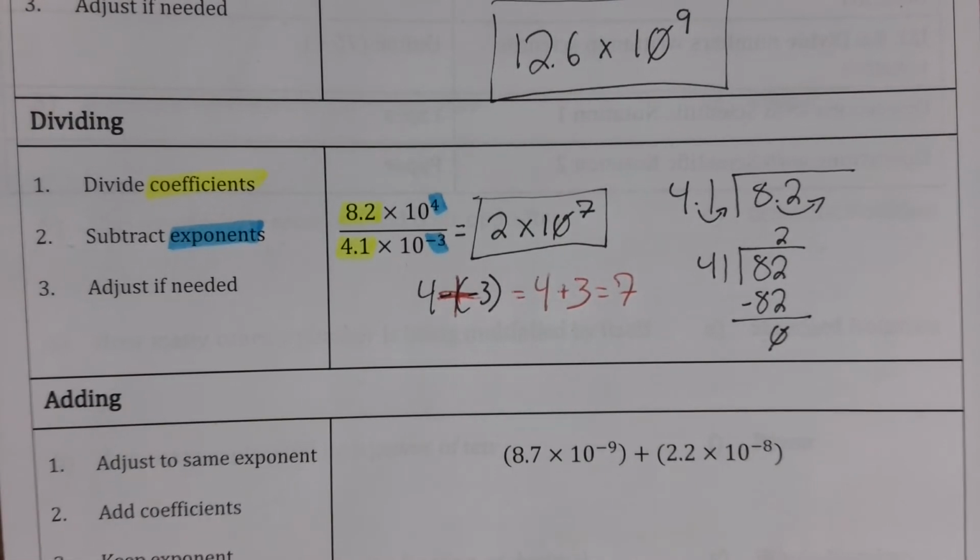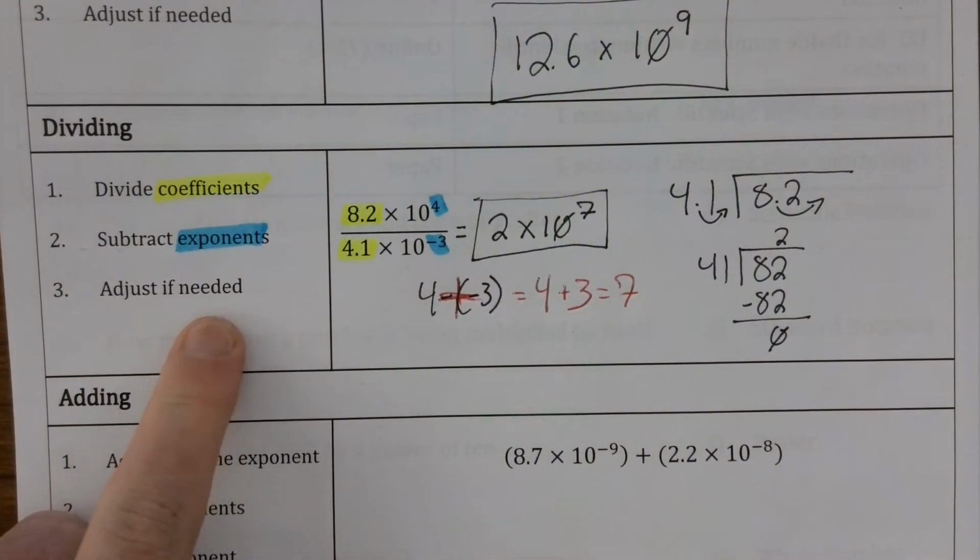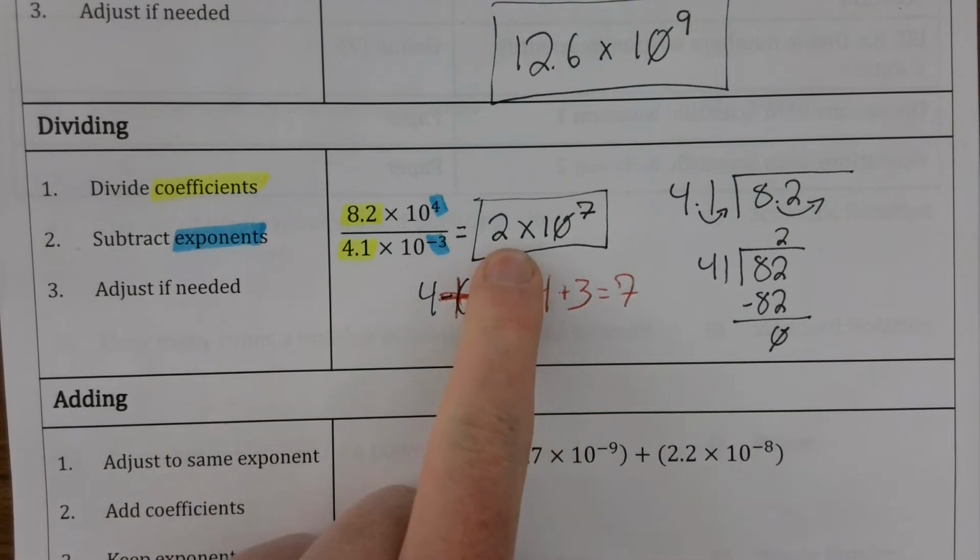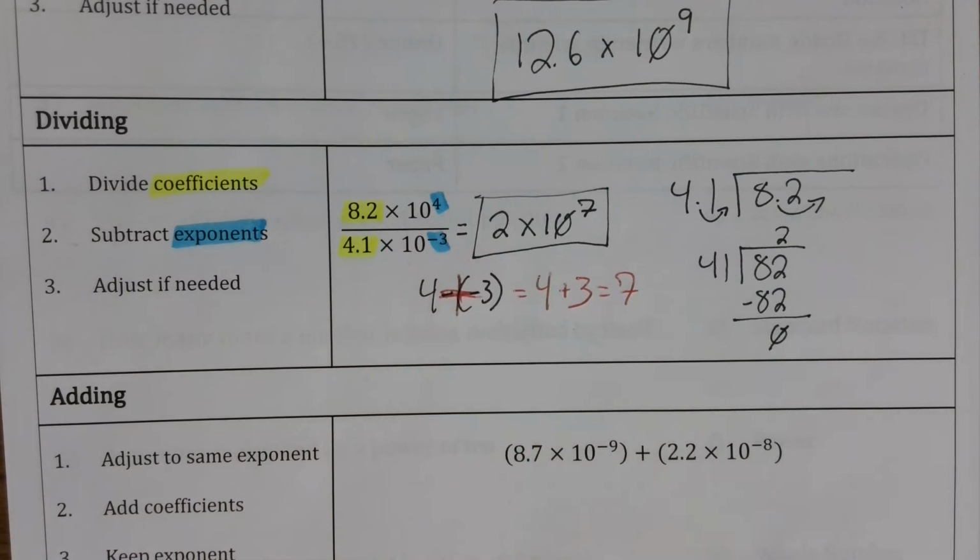Cool. Sometimes we might need to adjust the location of our decimal. In this case, we do not, because it was pretty straightforward. But in the future, we might.